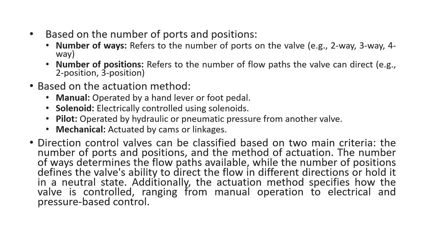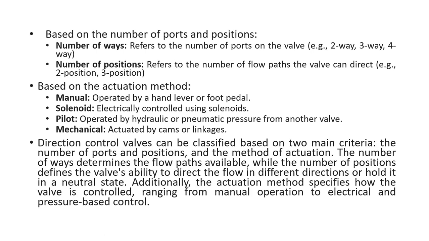According to the number of positions, which refers to the number of flow paths the valve can direct, for example 2 position and 3 position. If you want a neutral position, it may be open type, closed type, or tandem type. We are using 3 position, but in the 2 position we get only forward position and reverse position. Based on the actuation method, that is the movement of the spool, there are 4 methods to actuate the spool of the direction control valve.